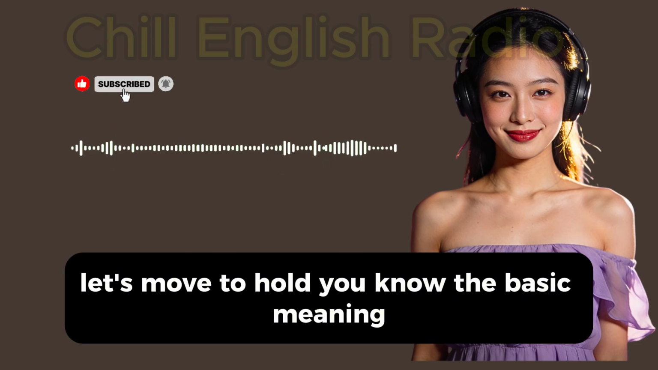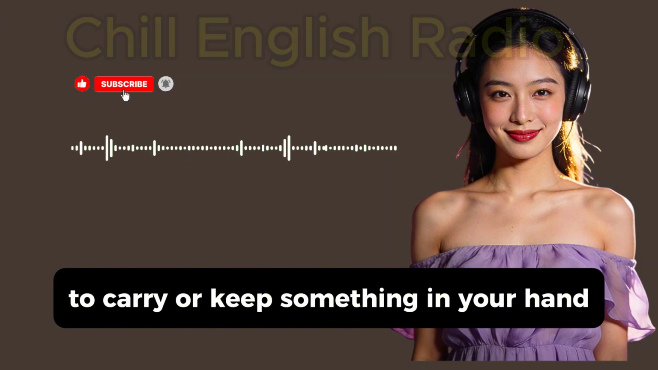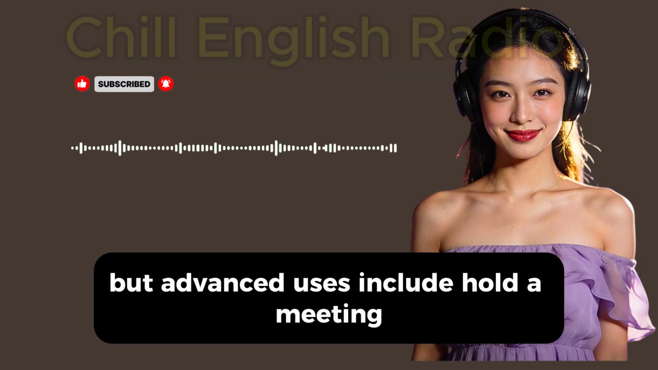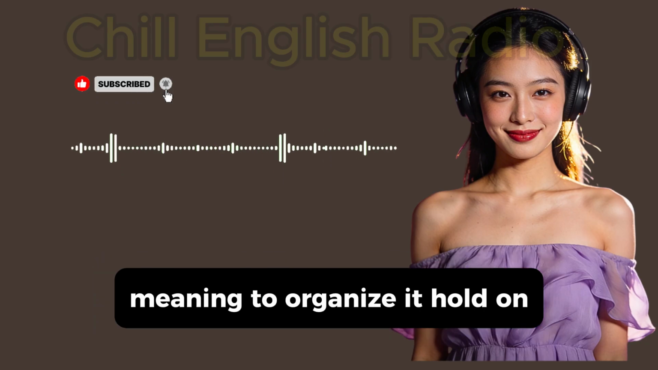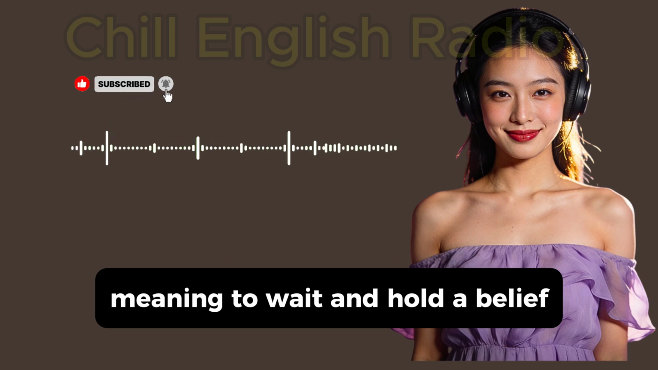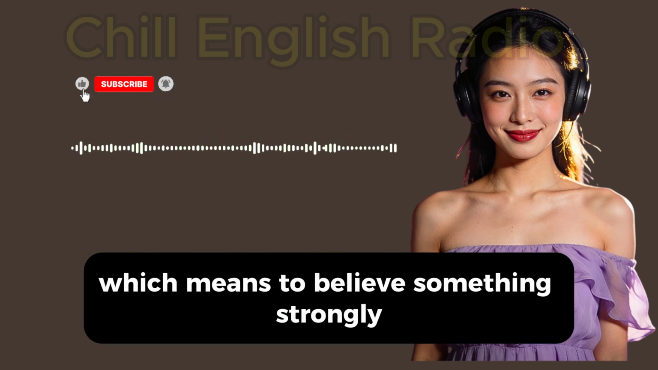Let's move to hold. You know the basic meaning, to carry or keep something in your hand. But advanced uses include hold a meeting, meaning to organize it. Hold on, meaning to wait. And hold a belief, which means to believe something strongly.